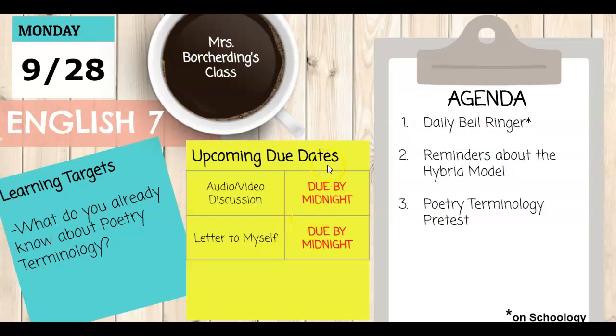As we bump over into the agenda, there are some similarities. You are still going to do a daily bell ringer. This is what I'm going to use to take attendance during your online lessons. There's a couple other items in your Schoology folder that you will also need to cover, like reminders about the hybrid model, and then there's a poetry terminology pretest.